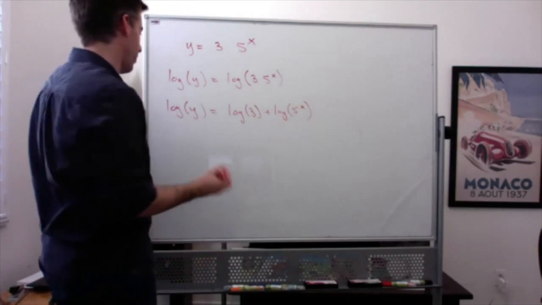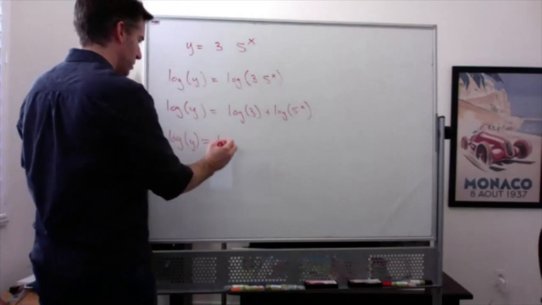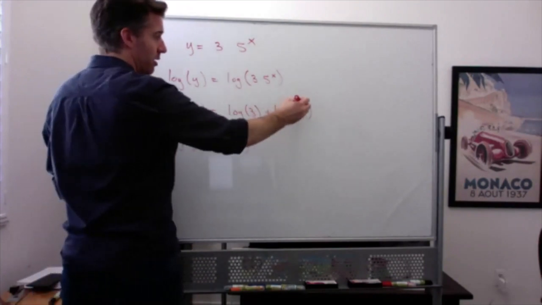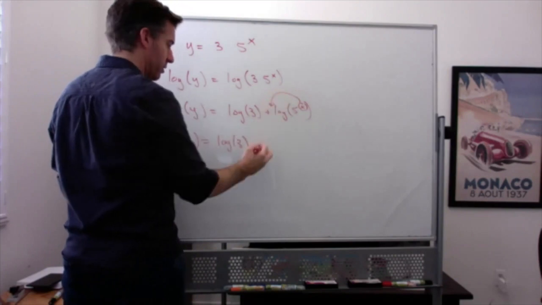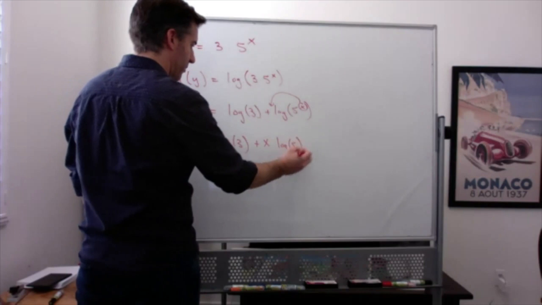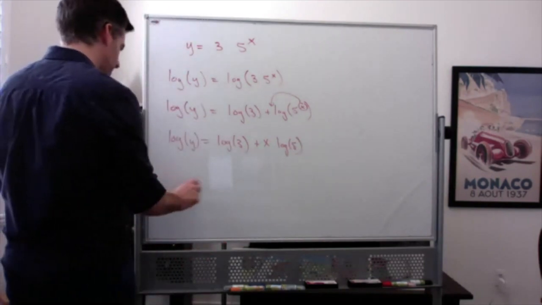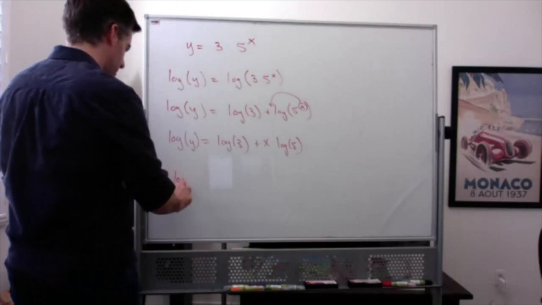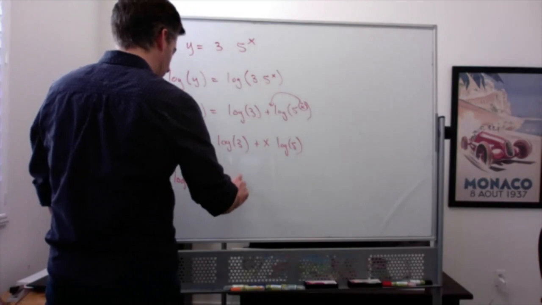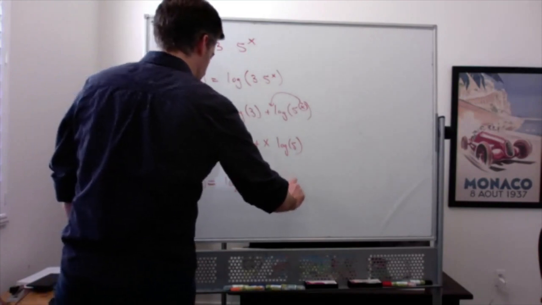The other rule we have for logarithms is that if you have a logarithm of something to a power, that power can come down in front. So this is x times log of 5. So I could write this as log of y equal to log of 5 times x plus log of 3.